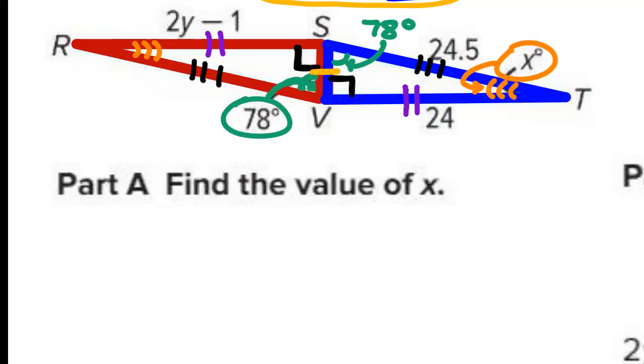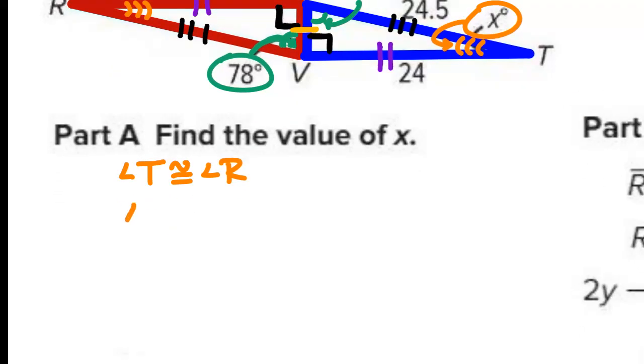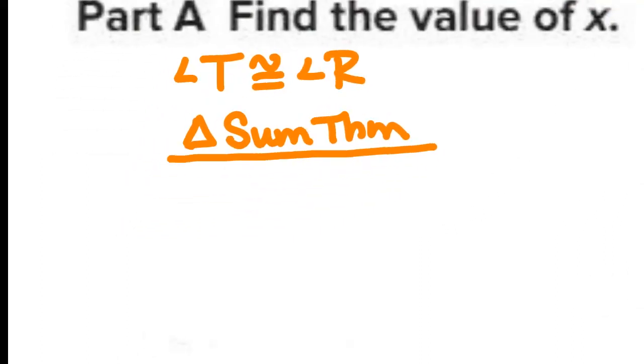And angle T is congruent to what? Angle R. Do we know how big angle R is? Then I'm kind of stuck there. If I can't use my congruence to solve this, what else could I do? Triangle sum theorem, yes. Triangle sum theorem tells me what? That all the angles inside of a triangle add up to 180 degrees.